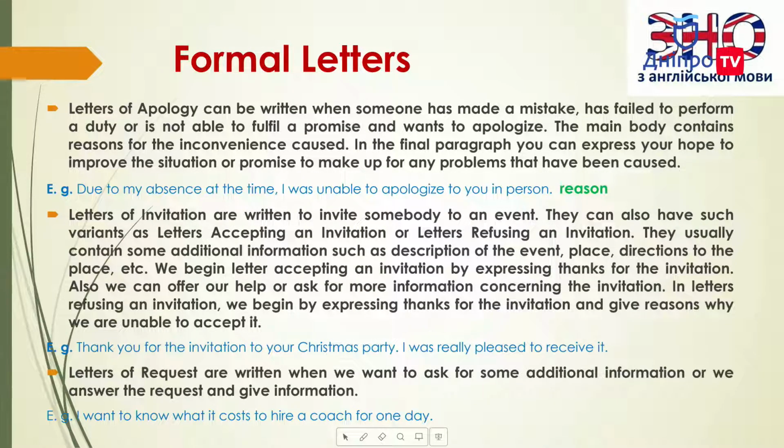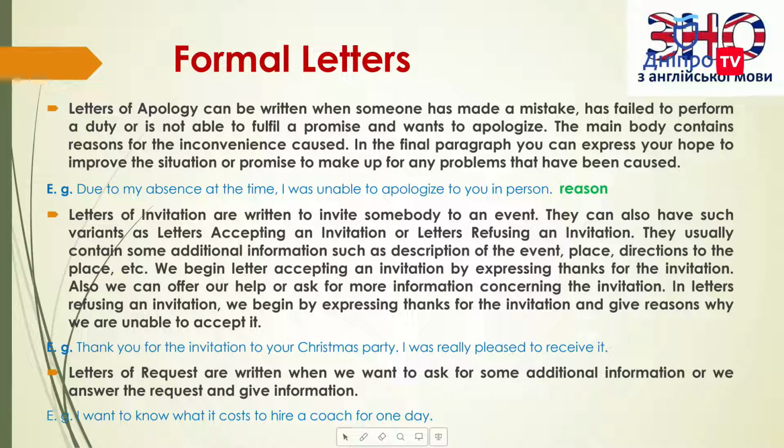The next type is letters of apology. They can be written to someone, if you have made a mistake, have failed to perform a duty, or you are not able to fulfill a promise and want to apologize. The main body of this letter contains reasons for the inconvenience caused.